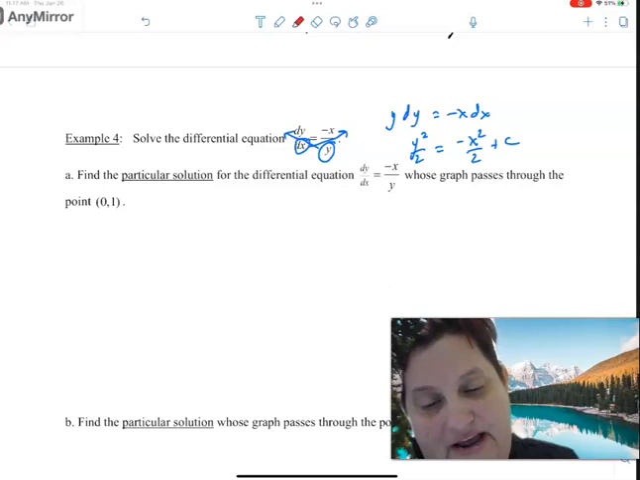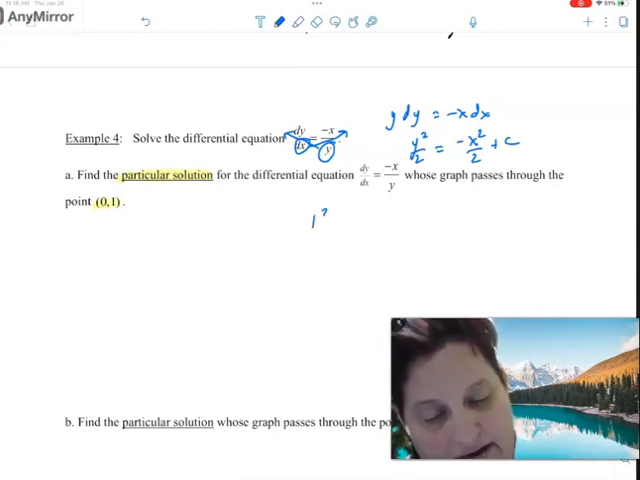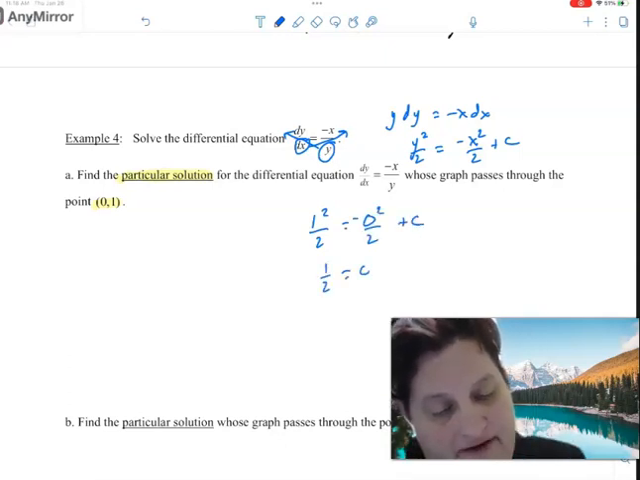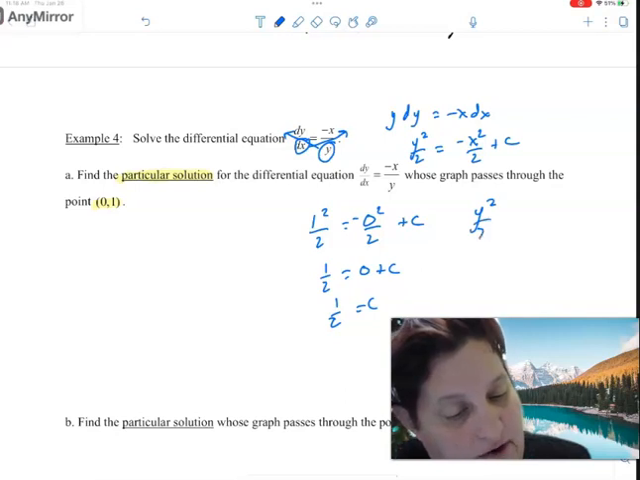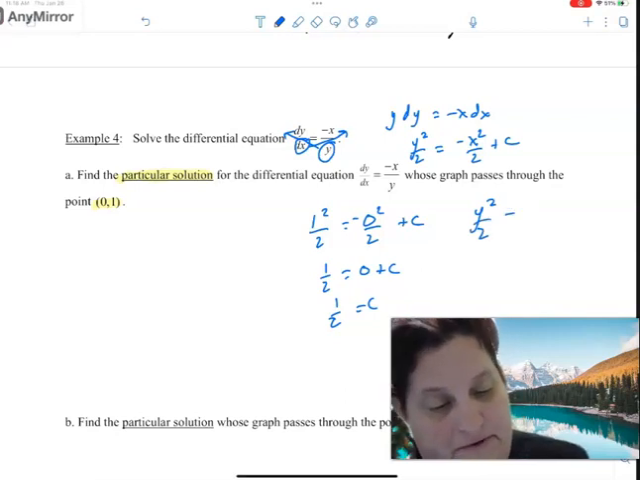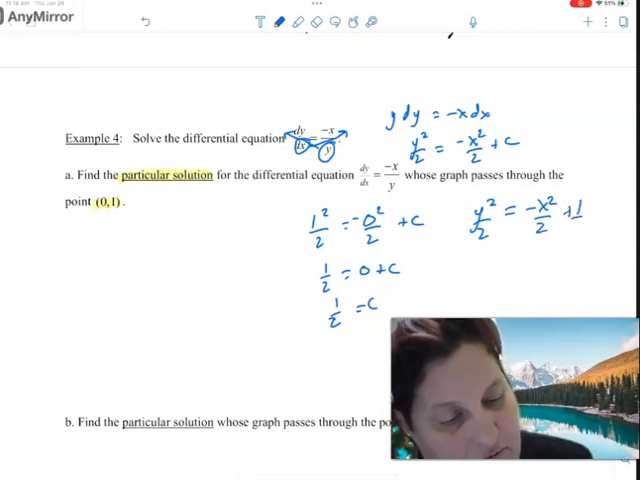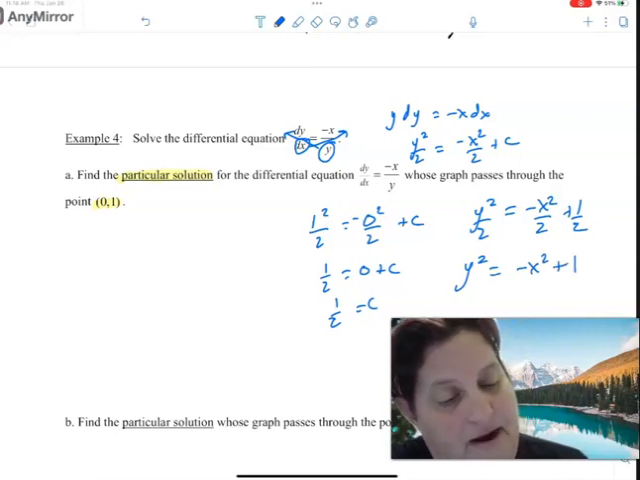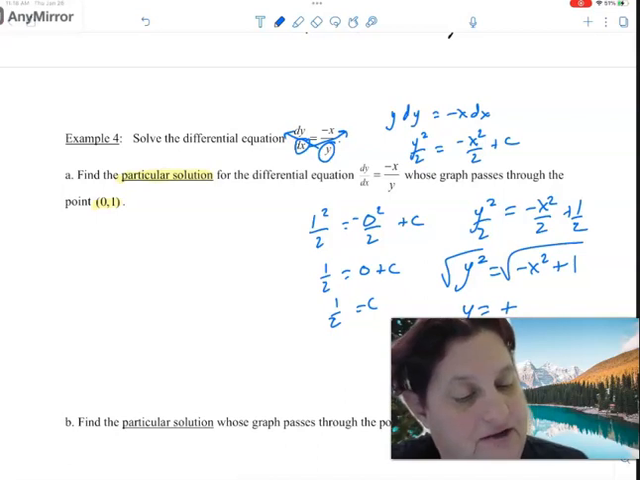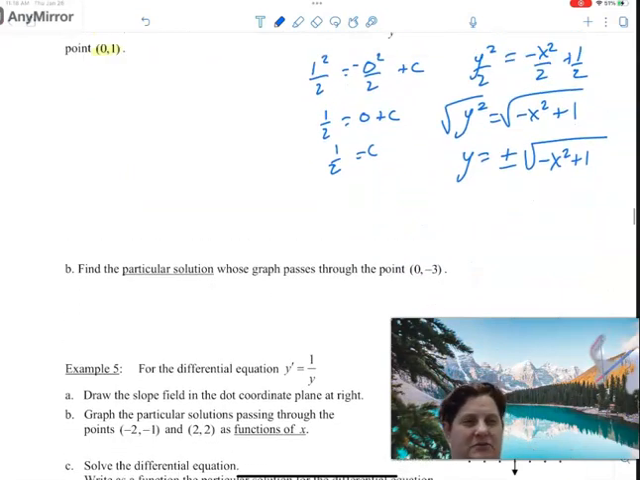But let's find the particular solution for the differential equation who passes through the point 0, 1. Okay, so check this out. If y is 1, 1/2 is 0 plus c. c is 1/2. Okay, so I get y squared over 2 equals negative x squared over 2 plus 1 over 2. First, I'm going to multiply everything by 2. That's easy enough to do. And then I'm going to square root both sides. So I get plus or minus the square root of negative x squared plus 1.